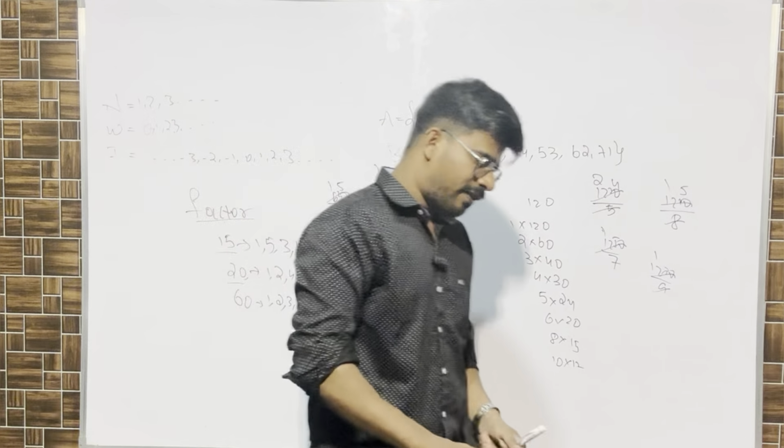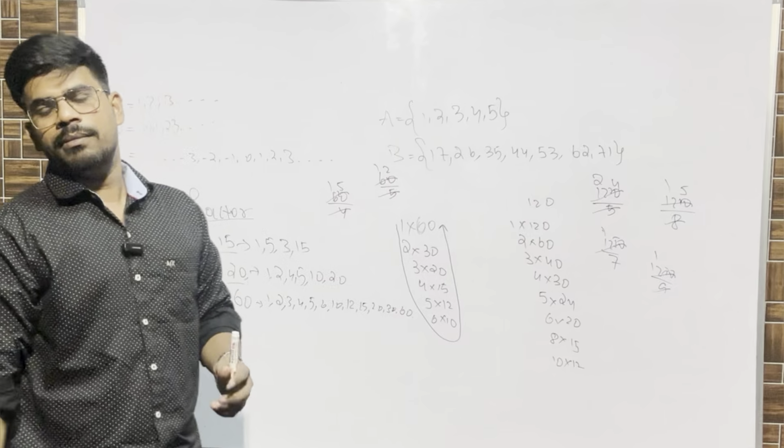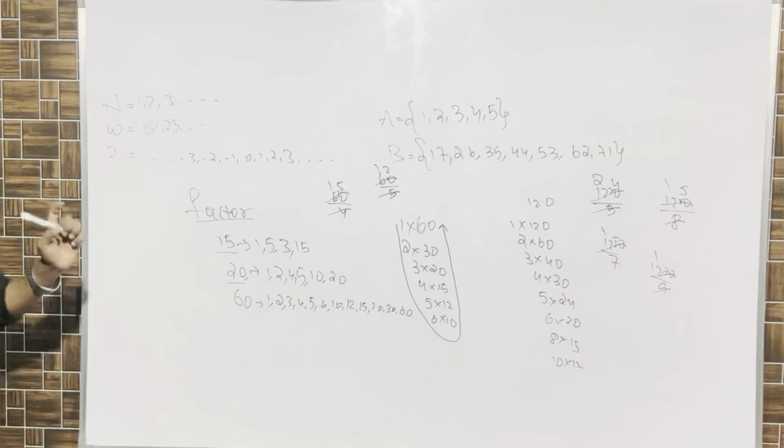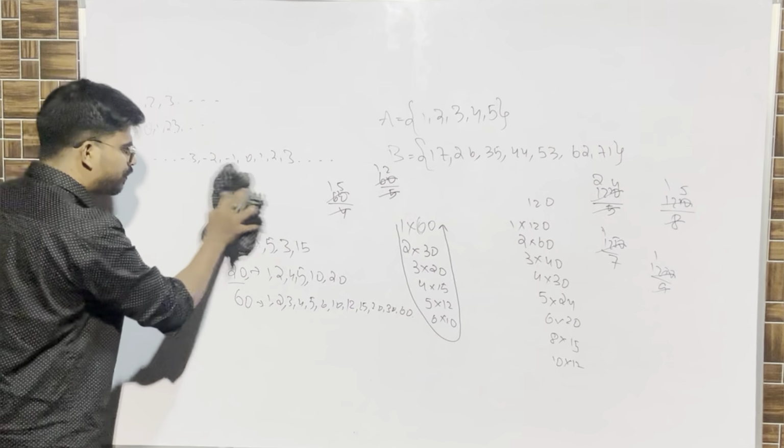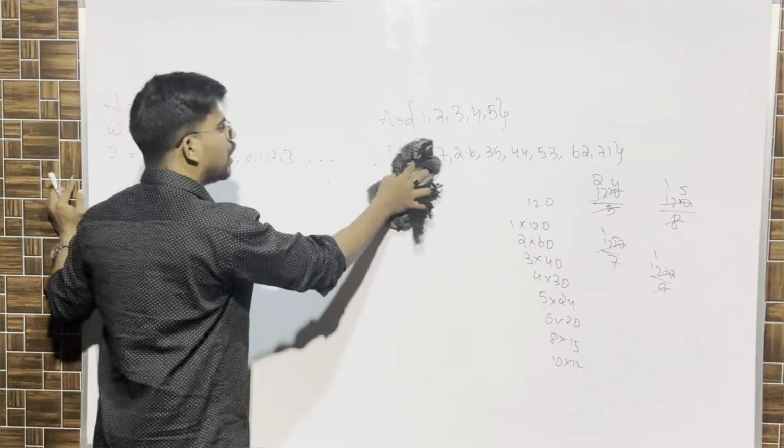Understood about factors? Factors of every number will start from 1 and will end by the number itself. The highest factor is the number itself. That's how we find the factors. Why are we doing this? You'll understand it in a bit of time.